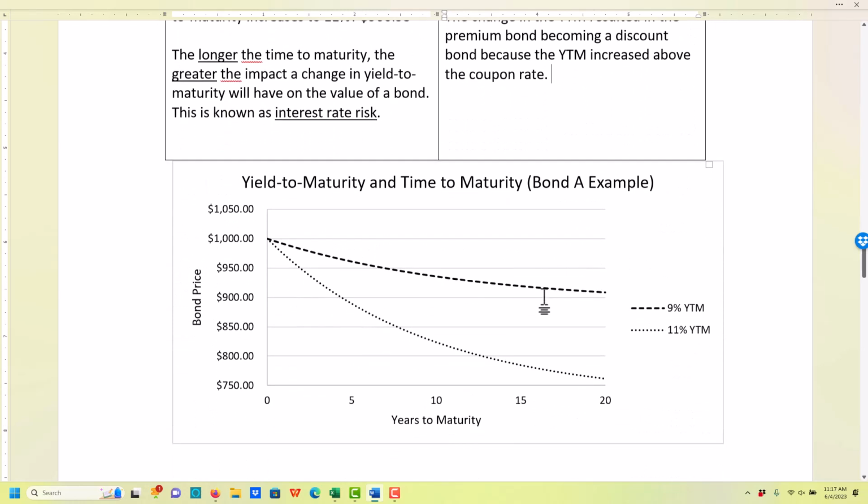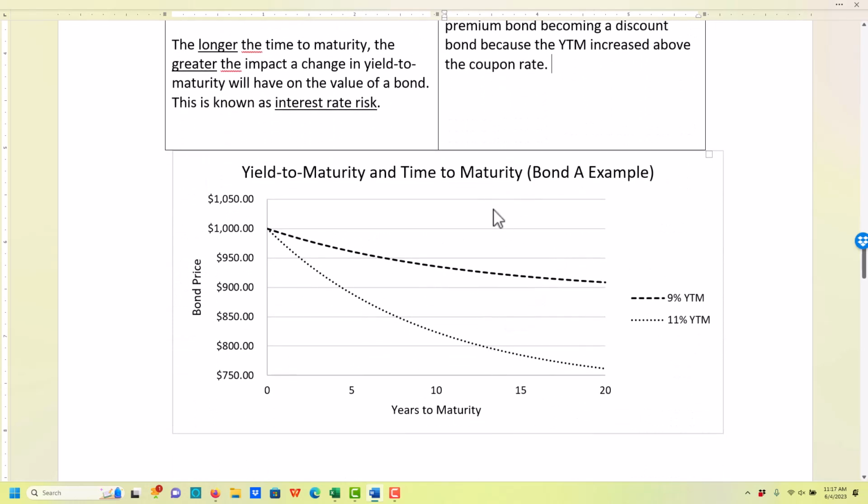And here's the graph I was showing you before. This is just for bond A. This is a 9% yield to maturity and the change in value over the change in time. You can see it's not as great. There is a change in value with a change in time, because that's going to happen. But the change in value over the change in time is more significant with an 11% yield to maturity.